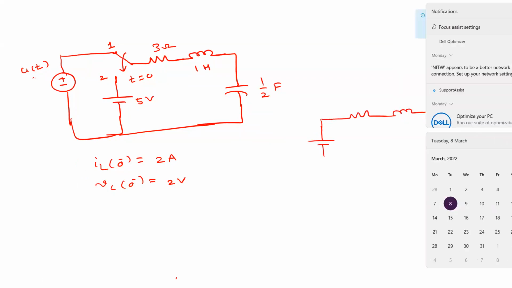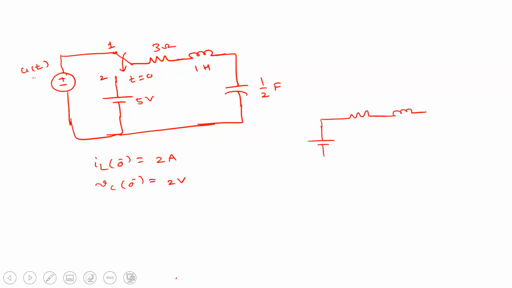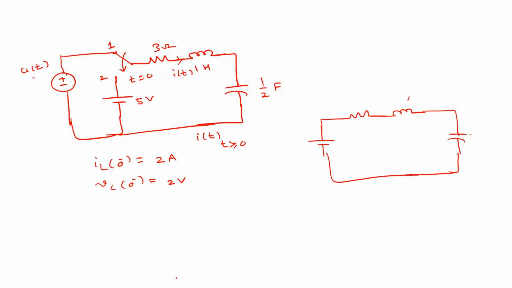So inductor, how to represent the equivalent circuit of an inductor? In one of the classes we discussed two ways to represent that, right? In this particular problem, you are required to calculate i of t for t greater than or equal to 0. Okay. Similarly, you have the capacitor. So these two are associated with some initial conditions, right?